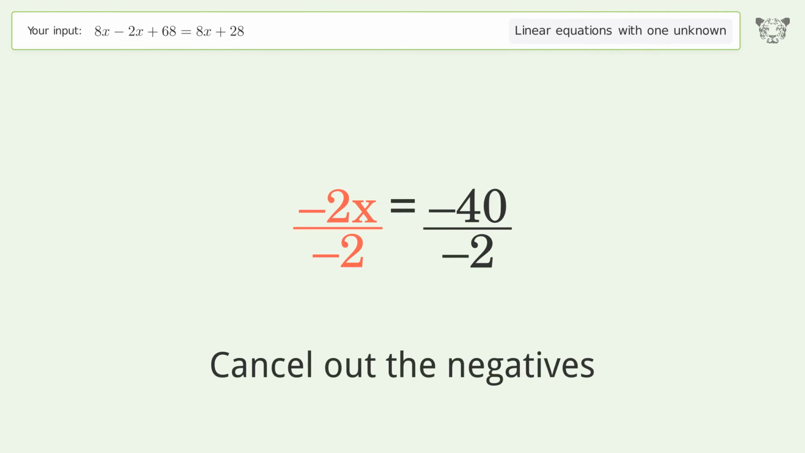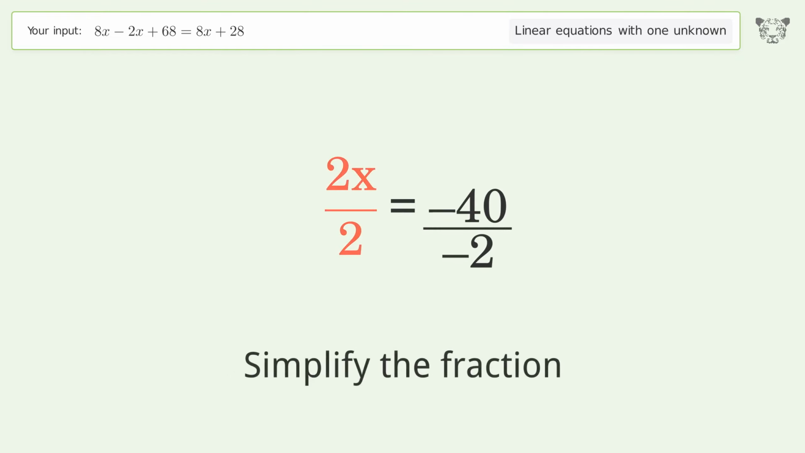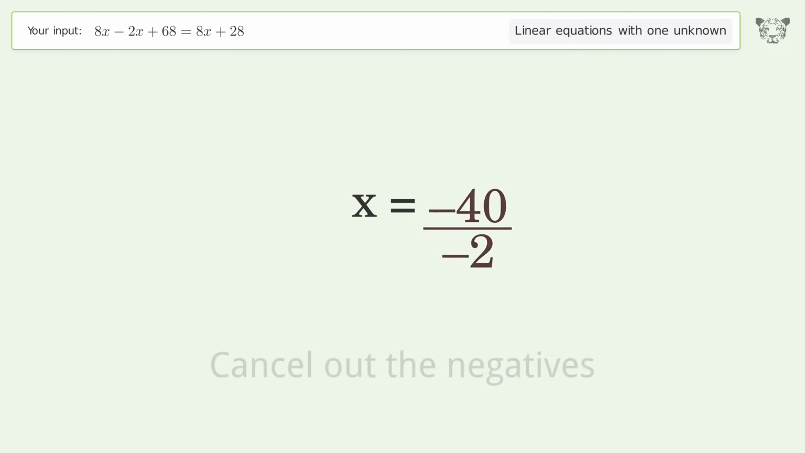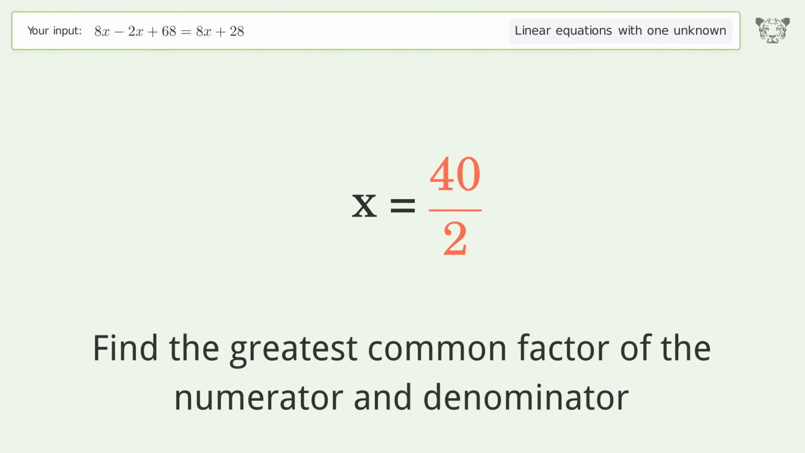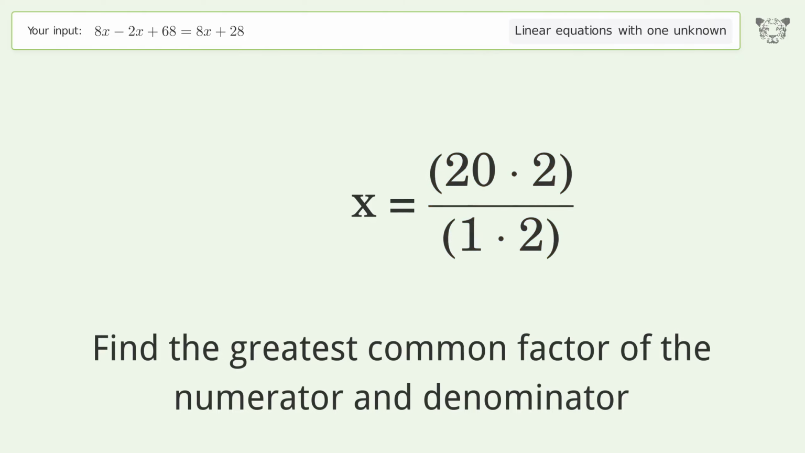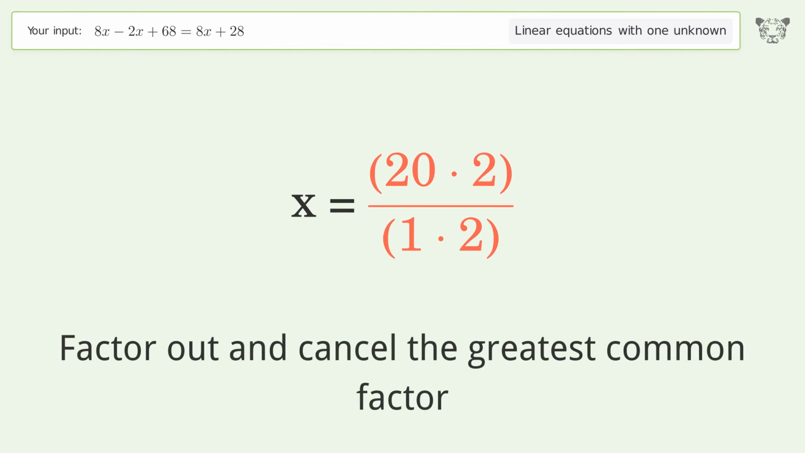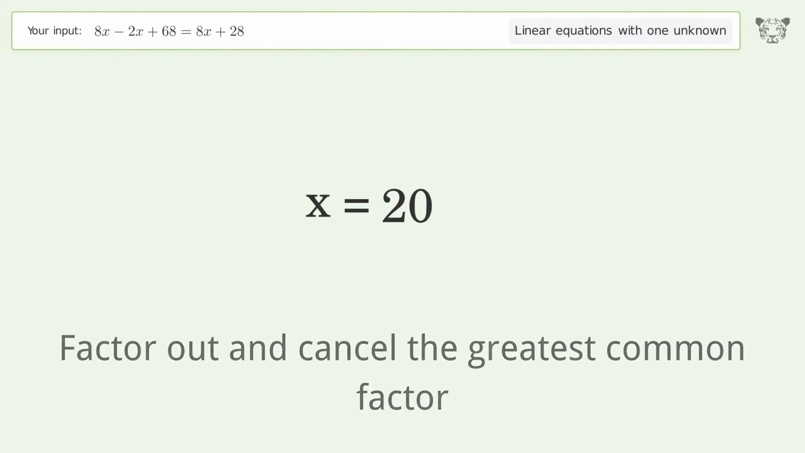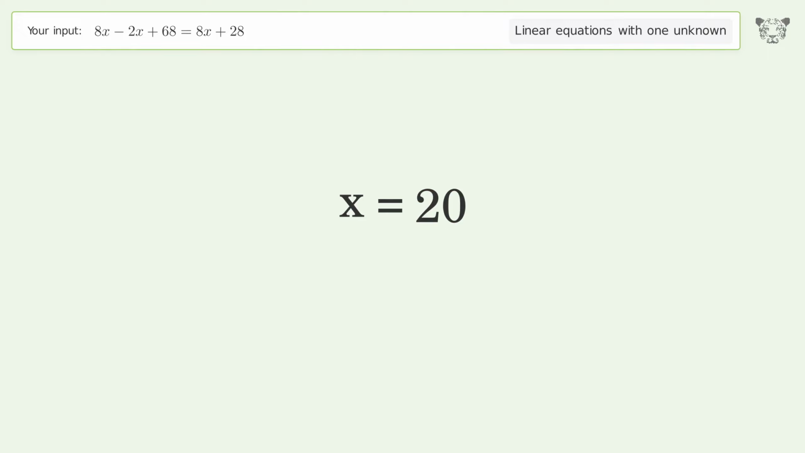Cancel out the negatives. Simplify the fraction. Cancel out the negatives. Find the greatest common factor of the numerator and denominator. Factor out and cancel the greatest common factor. And so the final result is x equals 20.